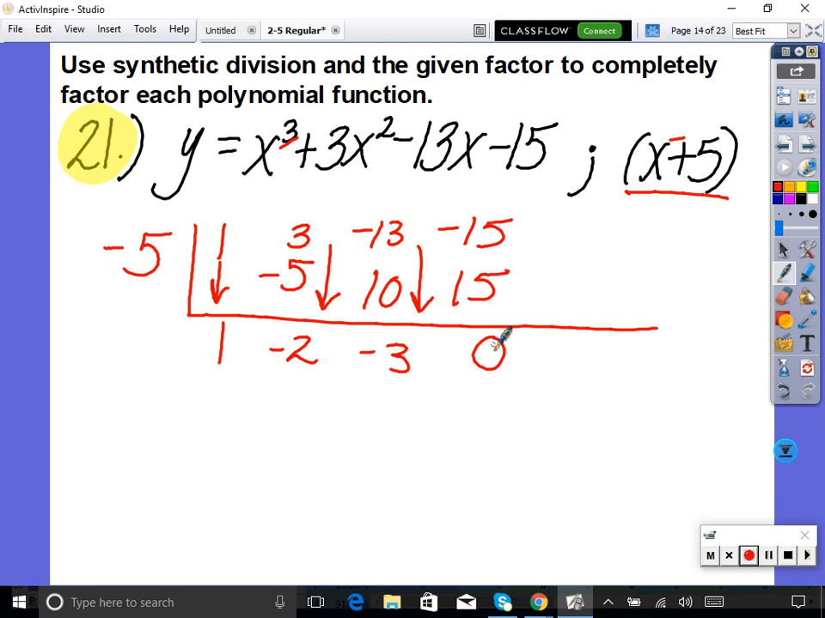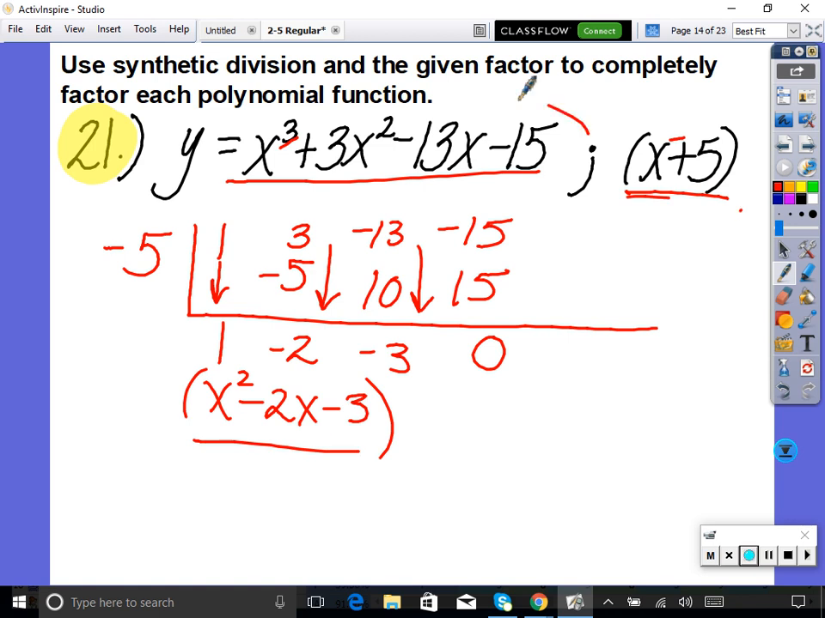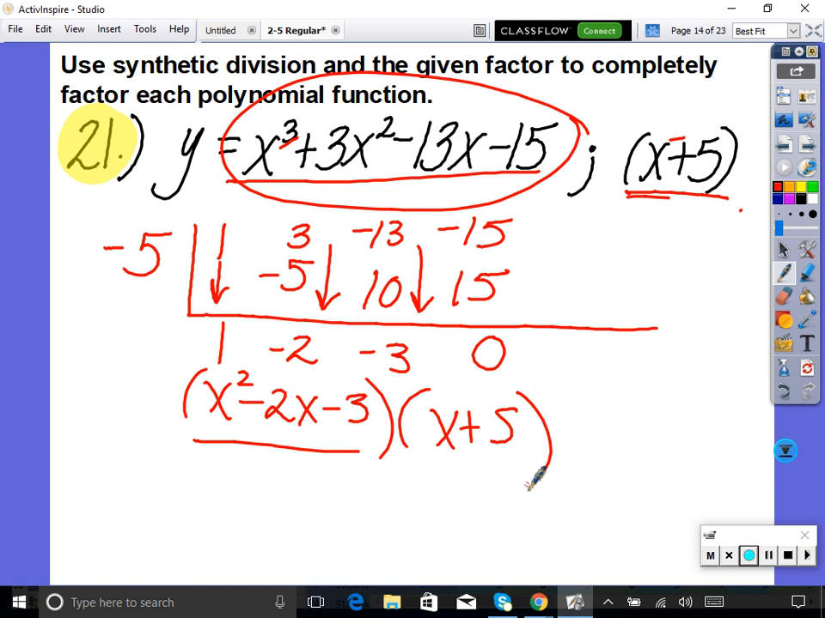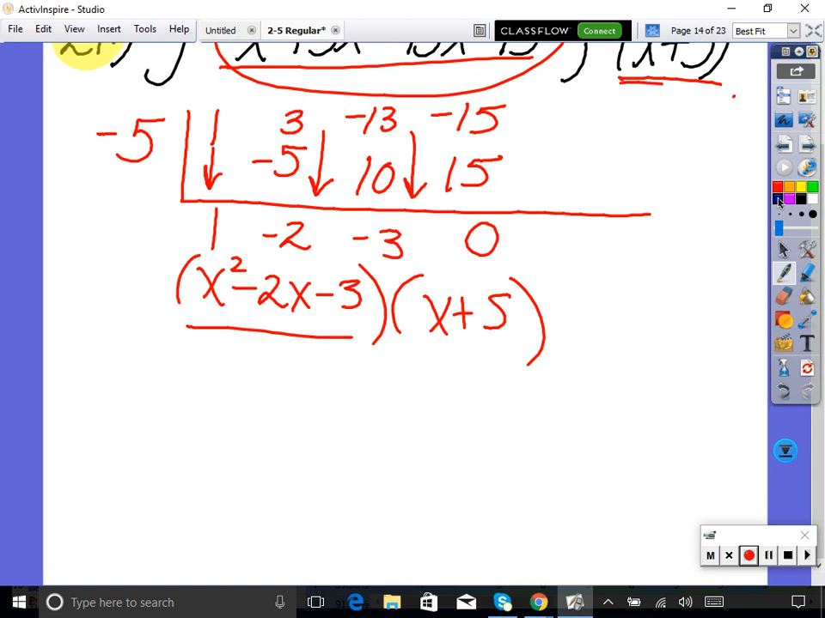So now it says, use this to factor this completely. So first of all, don't we know now that this is x squared minus 2x minus 3? And don't we know that this times this equals this? So let's write that. This times this equals our original polynomial. Now it says factor it completely. Let's see if it is factored completely. So let's look here at this quadratic. Oh, we better check. Can't we factor quadratics sometimes? What multiplies to be a times c and adds up to be b?